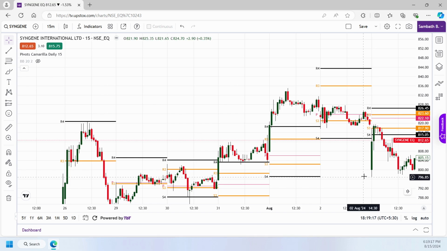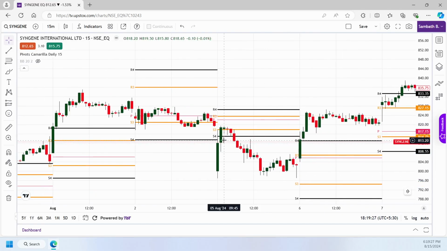But in this case, the market started lower at this S4 level, then went higher, and then returned back. This may be an opportunity. This level also became an important level, which broke two days later and gave a good opportunity and good movement. That is the main thing we are finding.